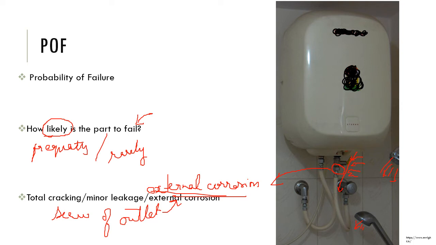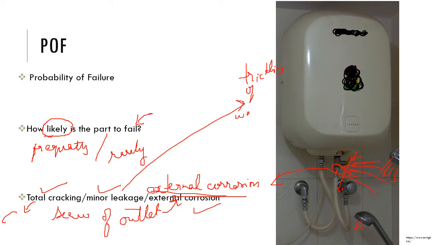So will it be total cracking or minor leakage or external corrosion? Now suppose it is total cracking. It means that all of a sudden the hot water may start spewing around. If it is a minor leakage, there may be just a trickling of water. Or of course external corrosion, as I said earlier.